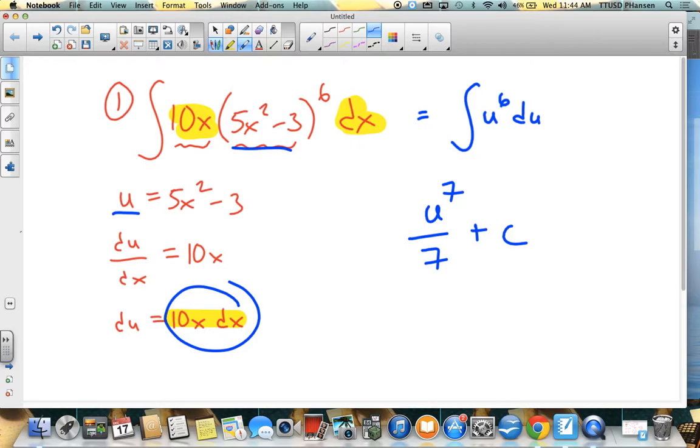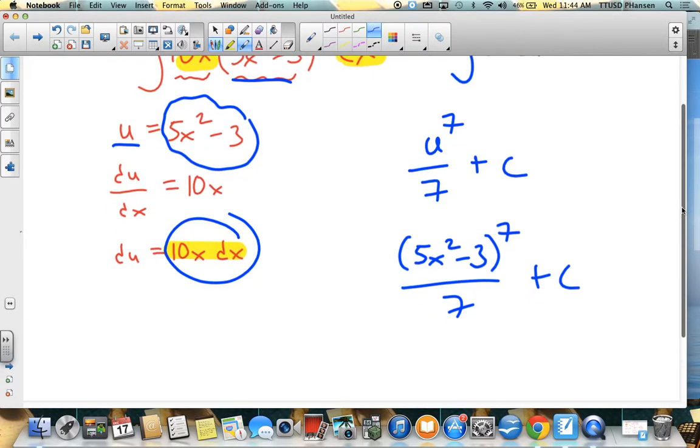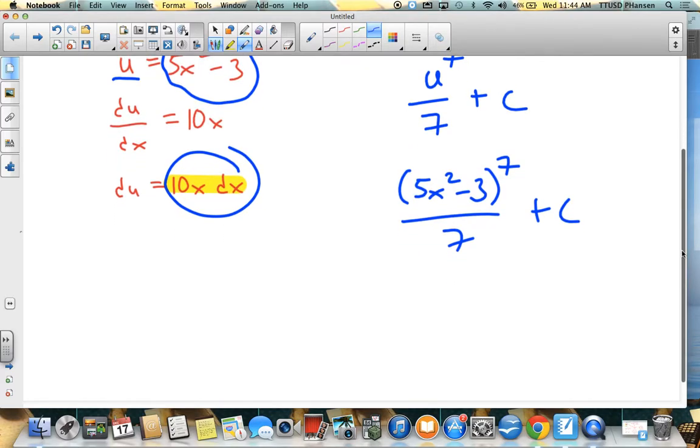And now I back substitute. I replace the u again with what the u is, all this stuff. So I've got (5x squared minus 3) to the 7th over 7 plus c. And then what I would want you to consider, at least for a while, is to be able to check your answer to see if it's right.